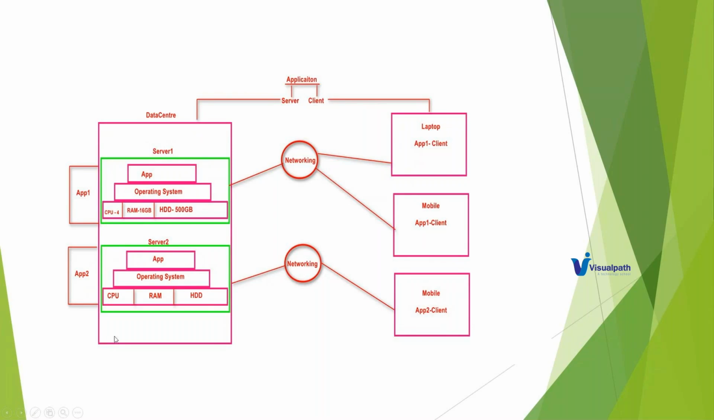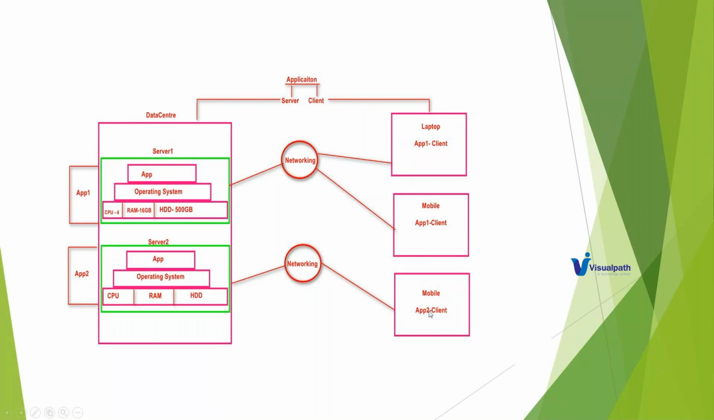That data center basically has multiple servers, server one, server two. So let's say I have application one and application two as well. Application one I have deployed on server one, application two I deployed on server two. Then I made some sort of networking arrangement, and I'm connecting.